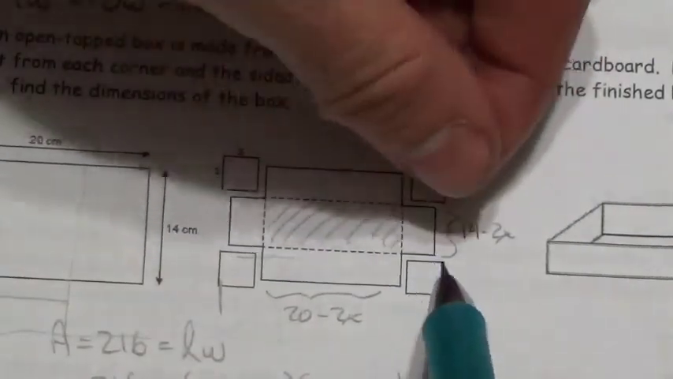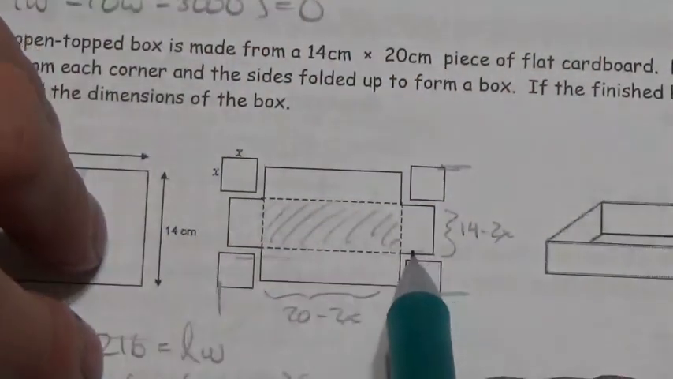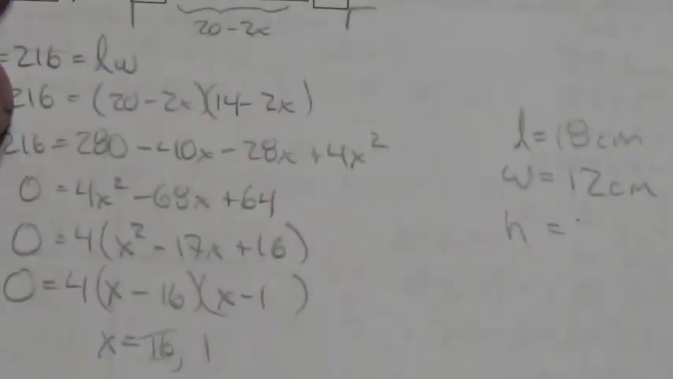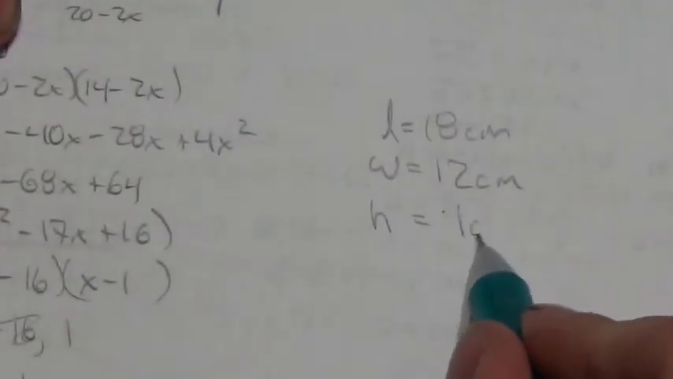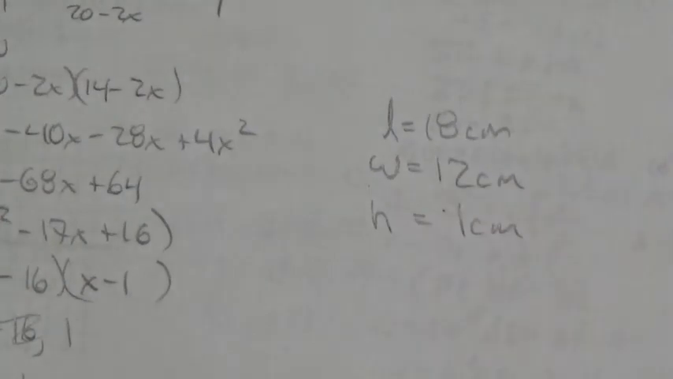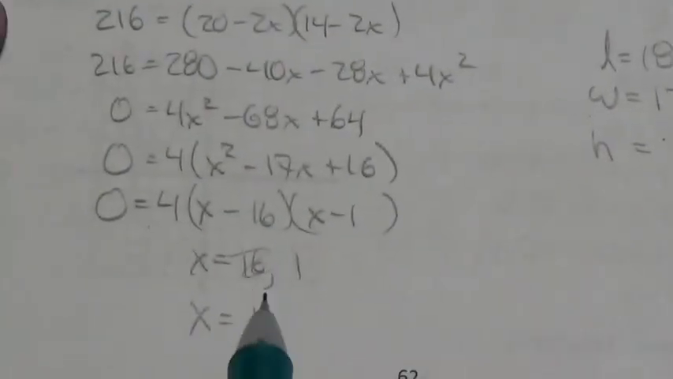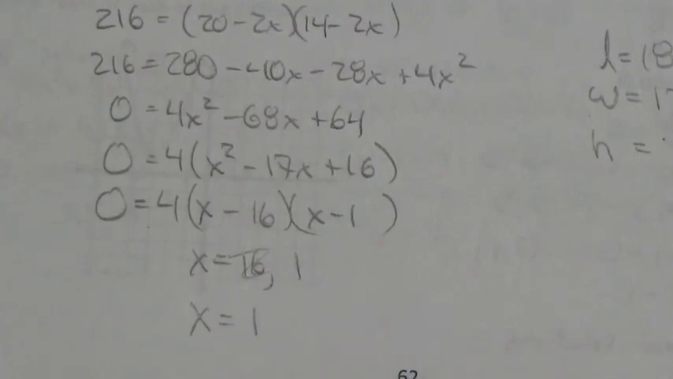I'm going to fold that up, and so that width there, that X, is going to end up being my height. So my height is going to be 1 centimeter in this particular case. And those are the dimensions of the box. But you've got to be clever. Don't just take the answer that you get here and run with it. You've got to make sure that answer actually makes sense in the context of the question.